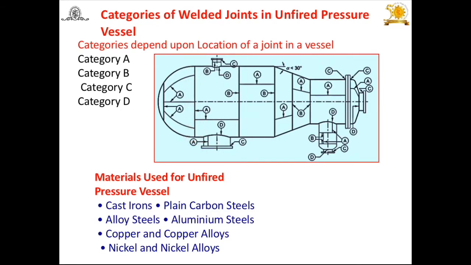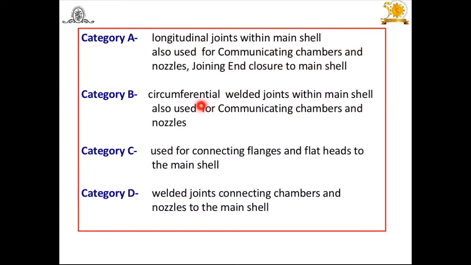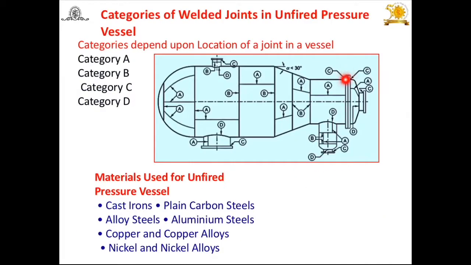That means it's a circumferential welded joint within the main shell. That means in this way, circumferential, and in longitudinal in this way. Then the third category of the weld joint is category C, which is used for connecting flanges and plateheads to the main shell. Platehead means this. Here it is shown by C. Suppose this is the flange which is connected through the C. Again you will find this part which is connected through C, or this part, this is C.